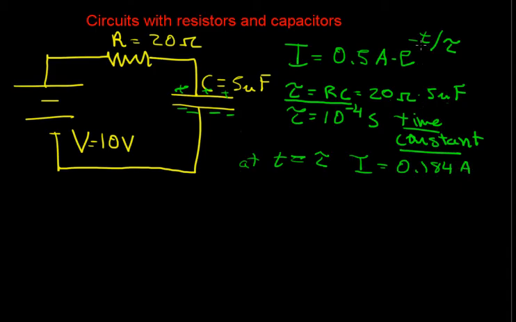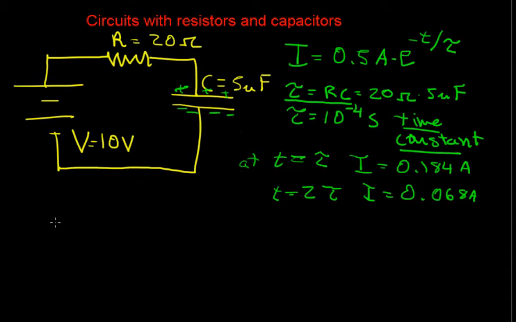And we could figure it out with twice that one. We could take e to the minus 2, which is about 0.135 at t equals 2 time constants. My current ends up at about 0.068 amps, something like that, if you just plug in for these guys. And so often they'll talk about circuits in terms of the time constants.